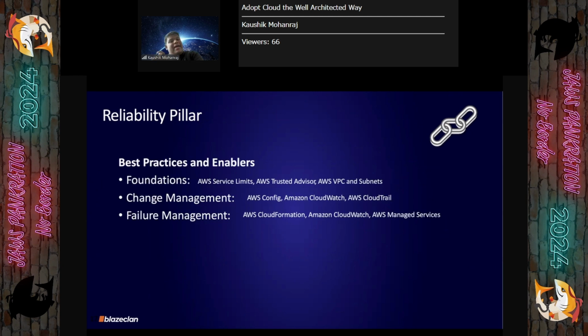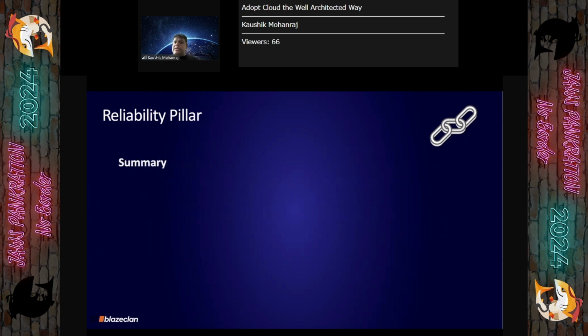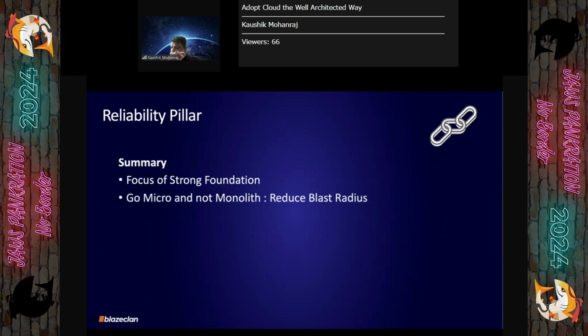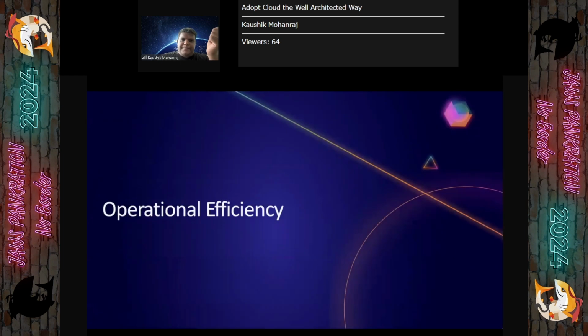Ensure you're using managed services that are available like RDS, Fargate, and others that help alleviate the problem of managing the infrastructure, and they manage it for you. When I say they, it is the cloud provider, in this case AWS, right? So in summary, focus on a very strong foundation, make sure that you're there, go micro and not monolith, reduce the blast radius as much as possible, right? And use managed services, as I said, and always plan for failure, because whatever you do, there might be things that can fail. So prepare for that, right?